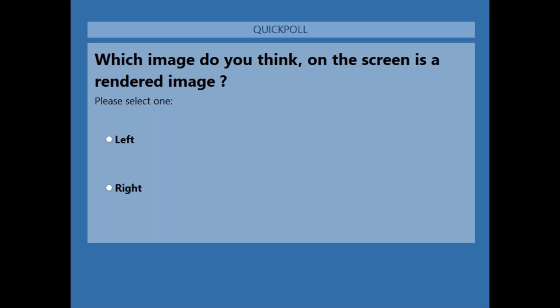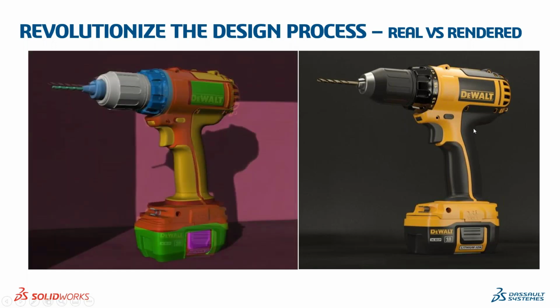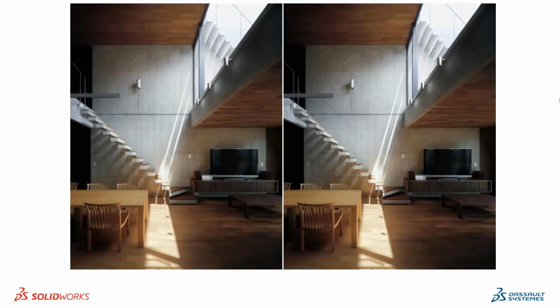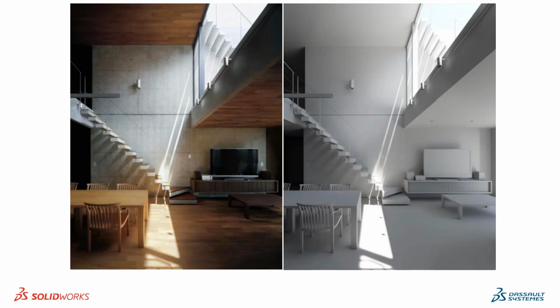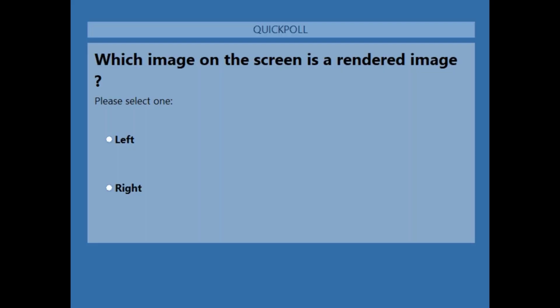So let's take a look at the answers. I'm going to go forward, and actually the left one was a rendered image and the right one was an actual photograph. Let's do this one more time. Let's see the image quickly before I launch it. Yeah, I think everybody saw that the right side is the actual image.